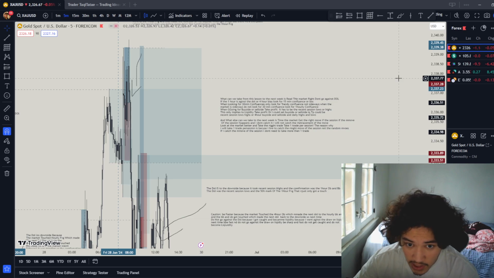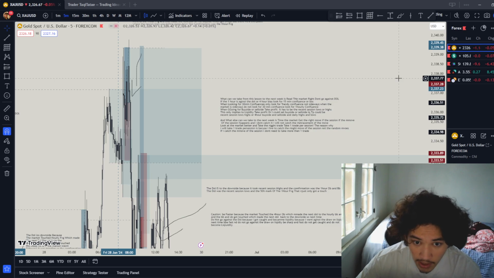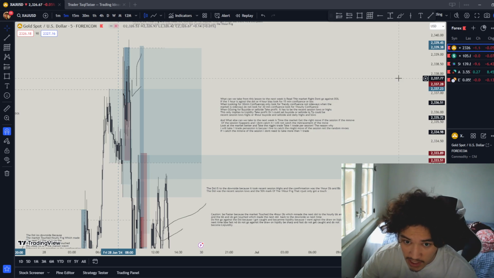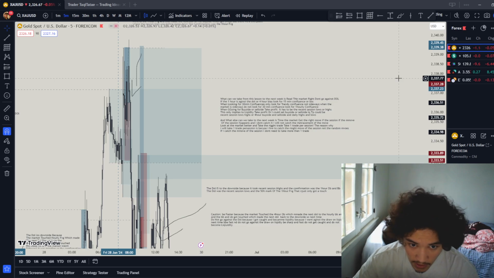When going for a buy side or sell side, take profit has to be the session lows or highs, or it could be the 4-hour buy side and sell side, or daily highs and lows, right? Or equal lows or equal highs. And what else can we take to the next week? It's time the market, right? Time the market, get the right move of the session.